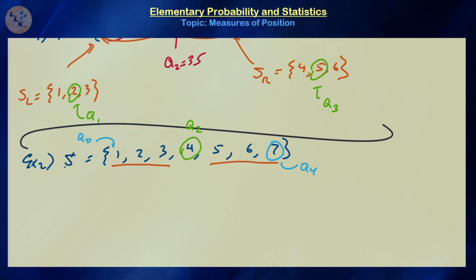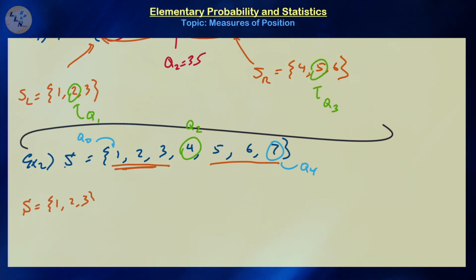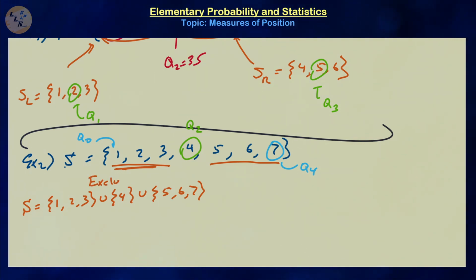One could look at 4, 5, 6. So this type of partition, S is equal to {1, 2, 3} union {4} union {5, 6, 7}. This is what we refer to as the exclusive approach. Now, why do we call it the exclusive approach? Because we're not including the median in the left or the right.